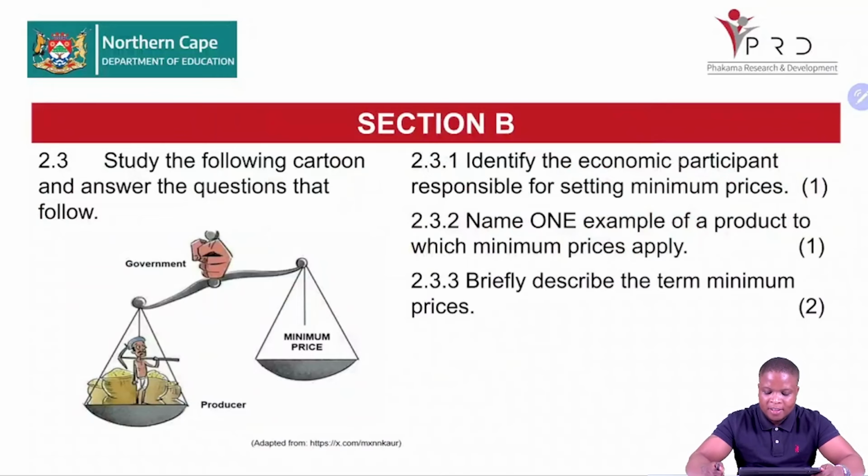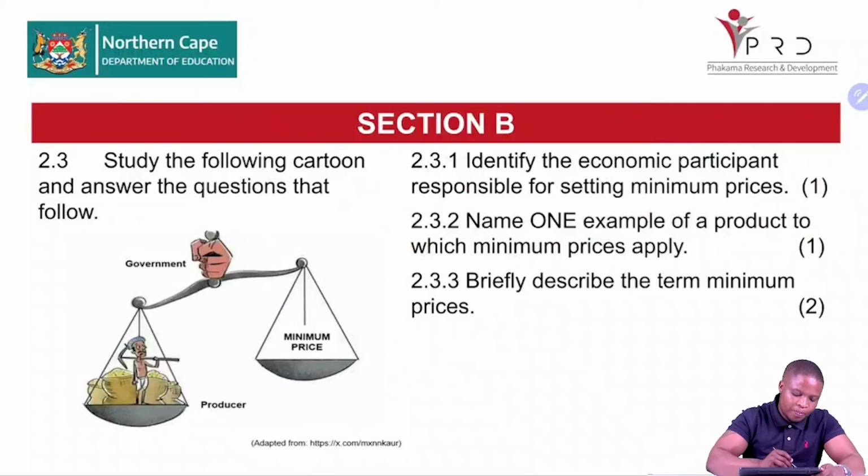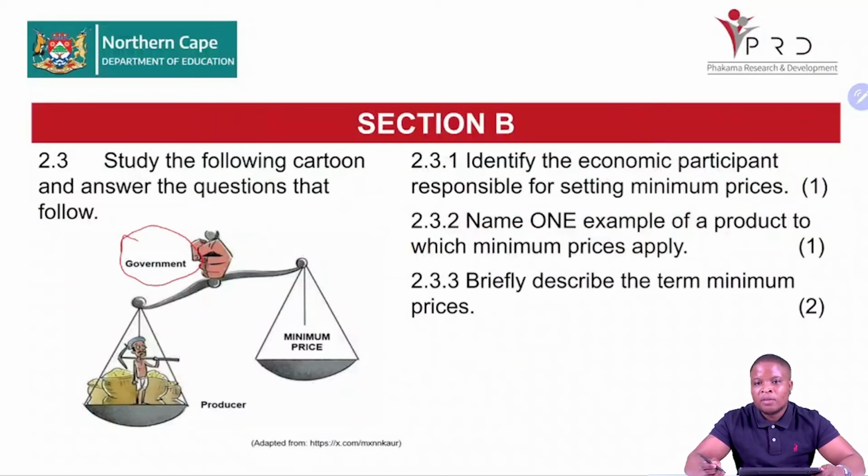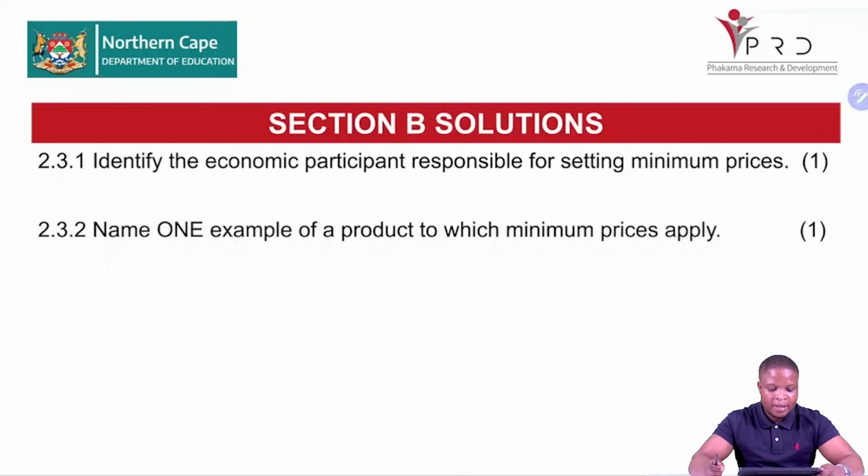2.3.1, identify the economic participant responsible for setting the minimum wage. Remember, in a closed economy, there are households, government, and businesses. Name one example of a product on which a minimum price can be set. Briefly describe the term minimum price. Let's look at our marking guideline. Identify the economic participant responsible. That is your government. It was there in your data.